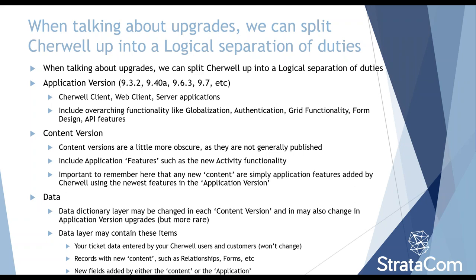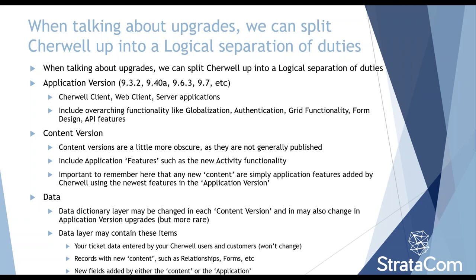And then the data. So we've got this logical data, and the data dictionary layer may be changed in each content version, and it also may change in an application version, but this is rare. When I talk about the dictionary layer, I just mean the obfuscation with the object. So if Cherwell adds new fields to incident or to the activity, or the journal table, or any of those tables, those are generally changed in content versions. So new fields are generally put in content, and they can change in an application version, but that's rare.